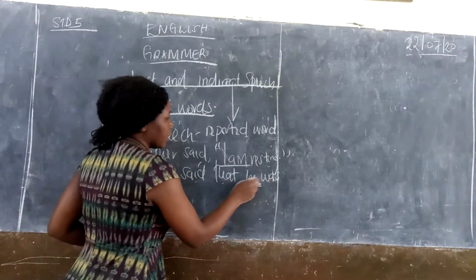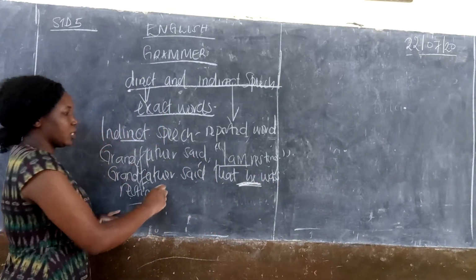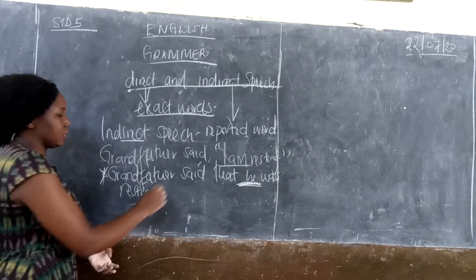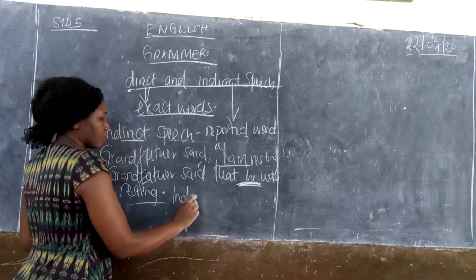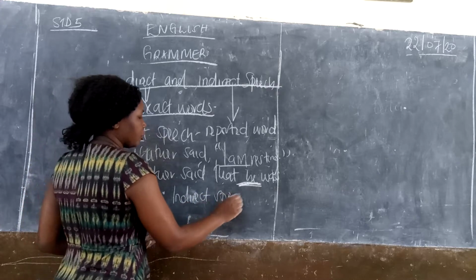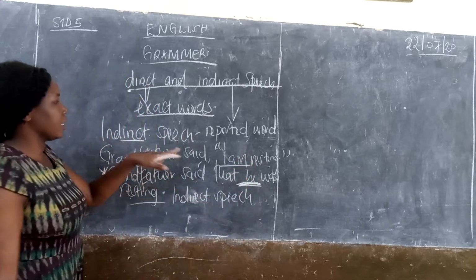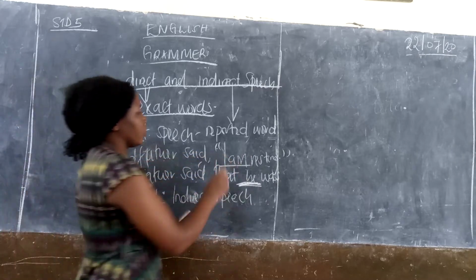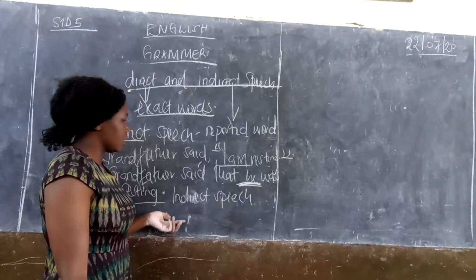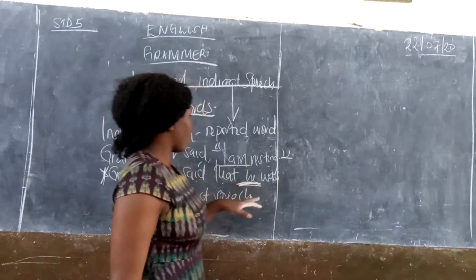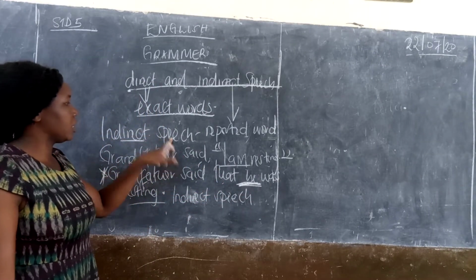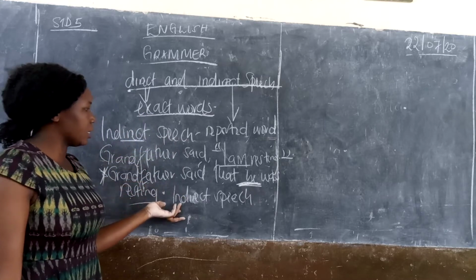Grandfather said that he was resting, and there is no speech mark in this statement. There is no speech mark in the indirect. This is indirect speech. There are no speech marks. Speech marks are only used in direct speech, here, I am resting. But when we come to indirect, we do not use the speech marks. So, some words usually change when you move from direct speech to indirect.